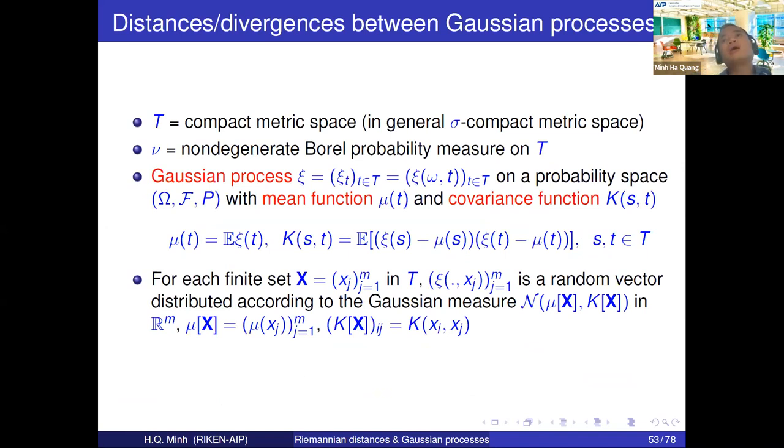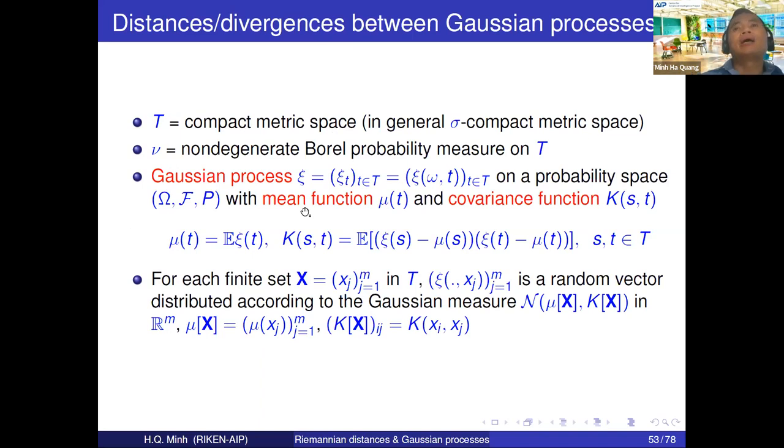Now I want to talk about the next concrete computation, which is about distances and divergences in Gaussian processes. Before, it was the RKHS covariance. So let's apply this to Gaussian processes. Suppose we have a nice compact metric space, say the interval from 0 to 1, and mu is a nice probability measure on T.